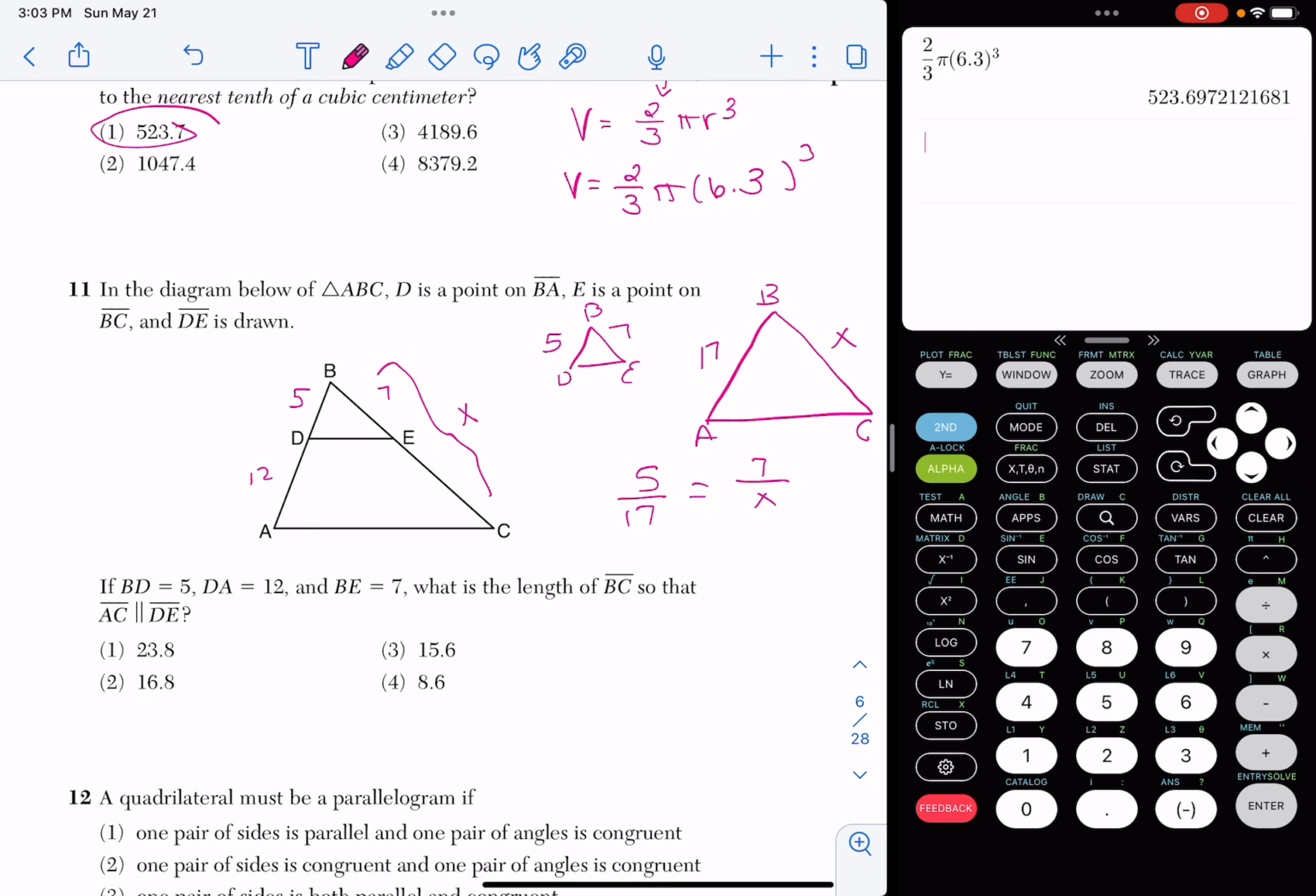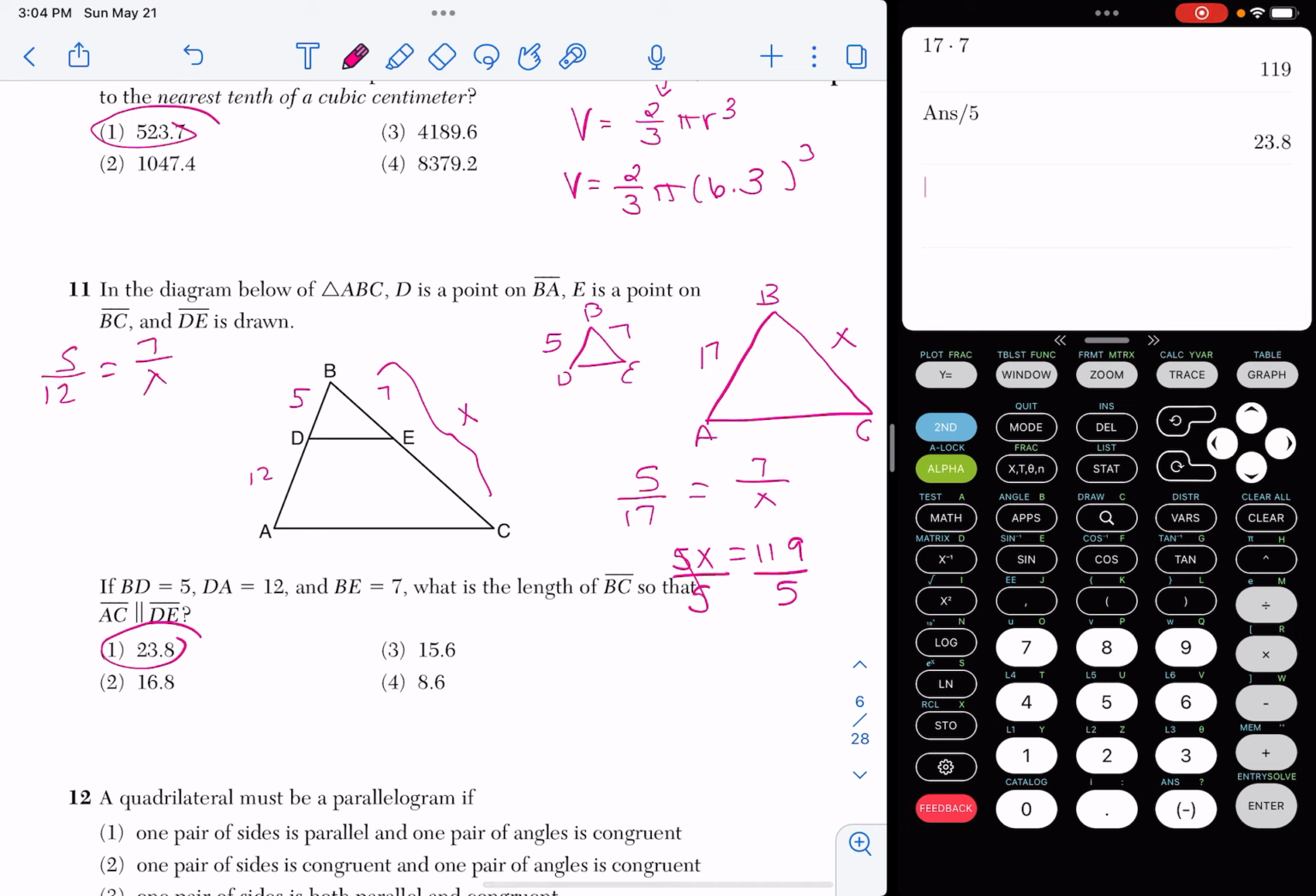So I have 5 and X are going to get multiplied by one another. 17 and 7 get multiplied and divide by 5. I get 23.8, and that is choice 1. If you wanted to, just to show you another option, you could have done 5 over 12 equals 7 over X. That would have given you the length of EC, and then add the 7 back in to get the total length of BC. That would work too.